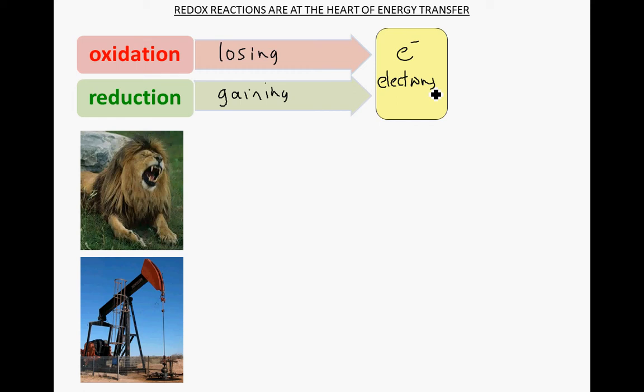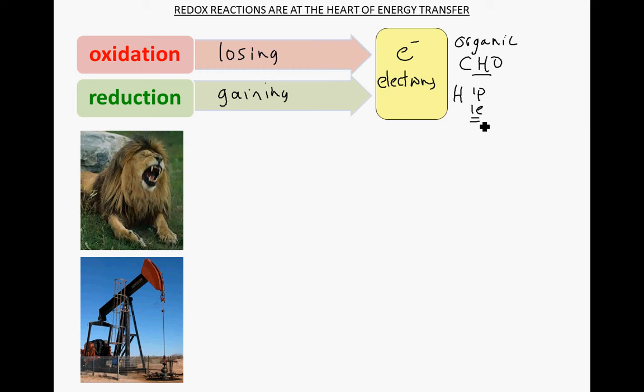Now, for biologists here, we're dealing primarily with organic molecules, carbon, hydrogen, and oxygen. And an easy way to keep track of which molecule is being oxidized and which one's being reduced is to follow the hydrogens, because a hydrogen is one proton and one electron. So if an organic molecule loses a hydrogen, it's losing an electron as well. If we can keep track of where the hydrogens go, then that is an easy way to know which one is being oxidized, which one is being reduced.